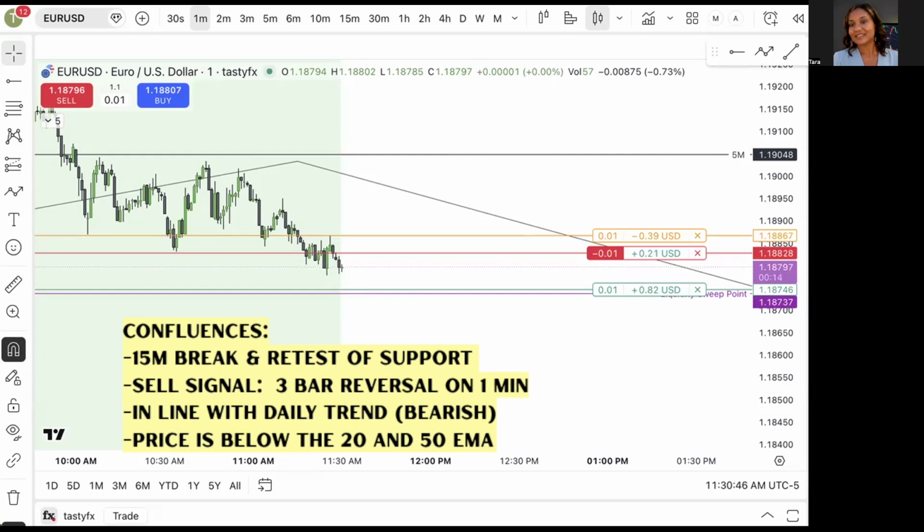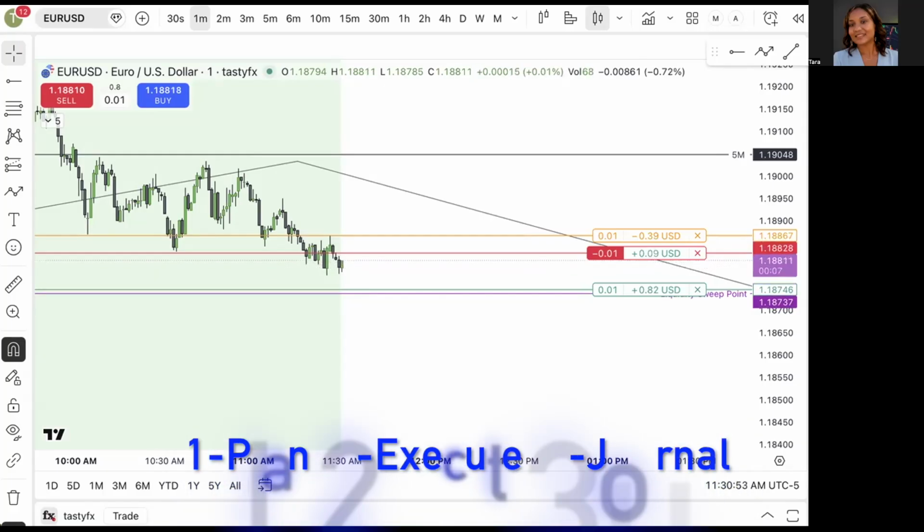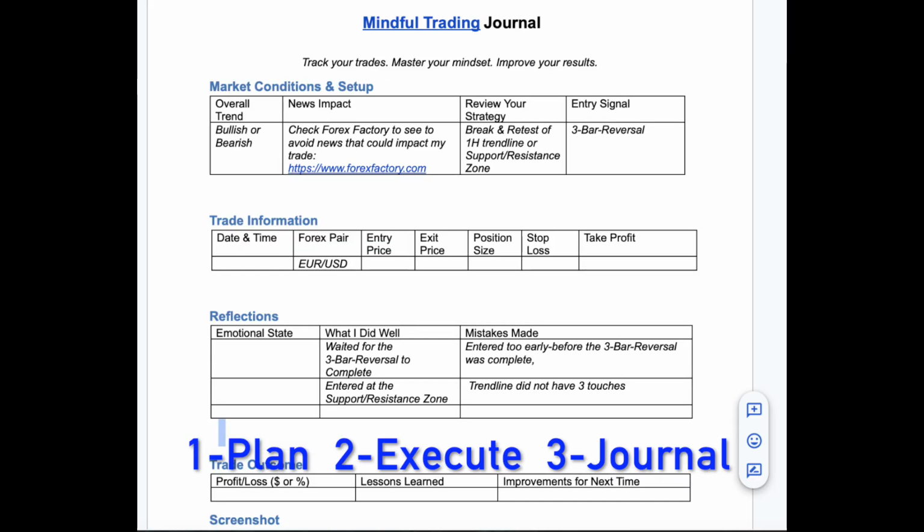And so it's a good idea to go ahead and write those down each time that you take a trade. It's great for when you're going to put this in your notes and journal later. So be sure to journal all of your trades.